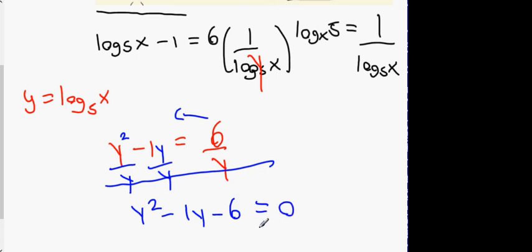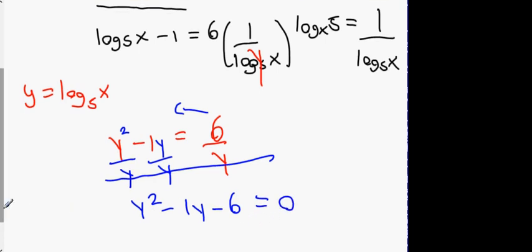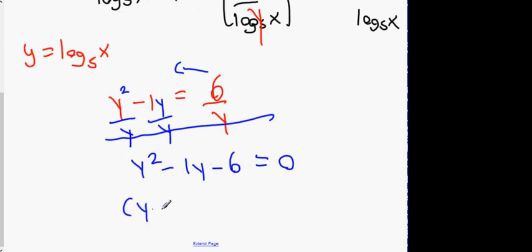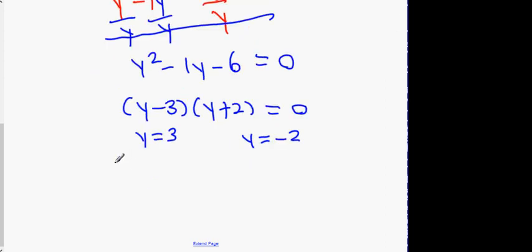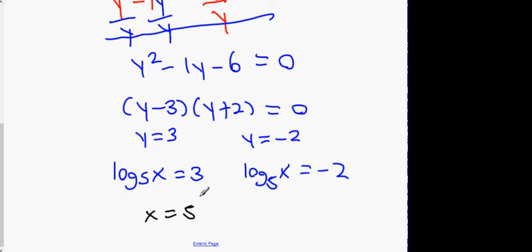Once we have that done, we factorise: y minus 3, y plus 2 equals 0, so y equals minus 2 or y equals 3. Then we replace y with log x to base 5. So log x to base 5 equals 3, and log x to base 5 equals minus 2. How do I finish this off? x equals 5 cubed, which is 125, and x equals 5 to the minus 2, which is 1 over 25.